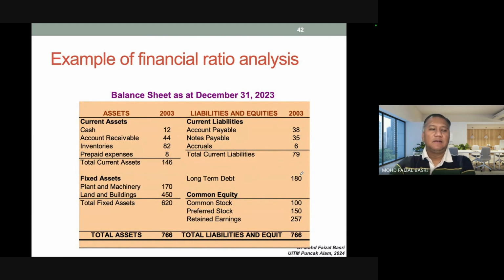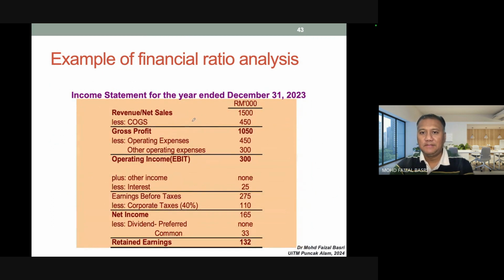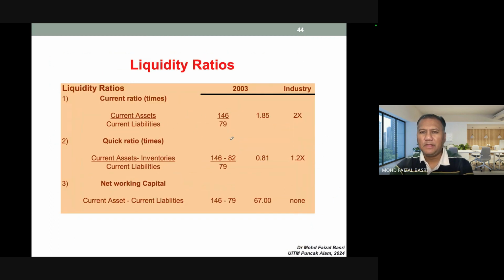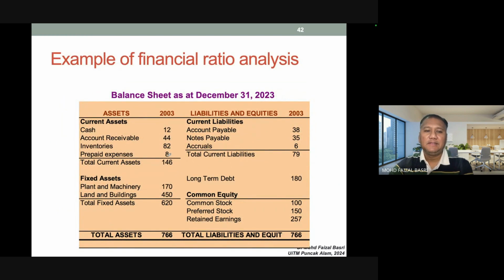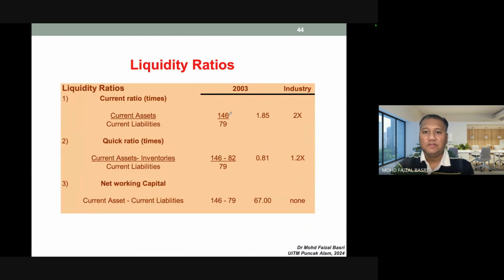Okay, so kat belakang notes ni we have some example. Okay, some example and also the answers. So you boleh try lah, macam contohnya current assets ni. Dalam case ni dia dah total kan 146 kat sini. And the current liabilities 79. Cuma dalam the final exam just now dia tak bagi subtotal, you have to total yourself. Okay, so you just ambil 146 divided by 79, you get 1.85 and you compare against the industry average.